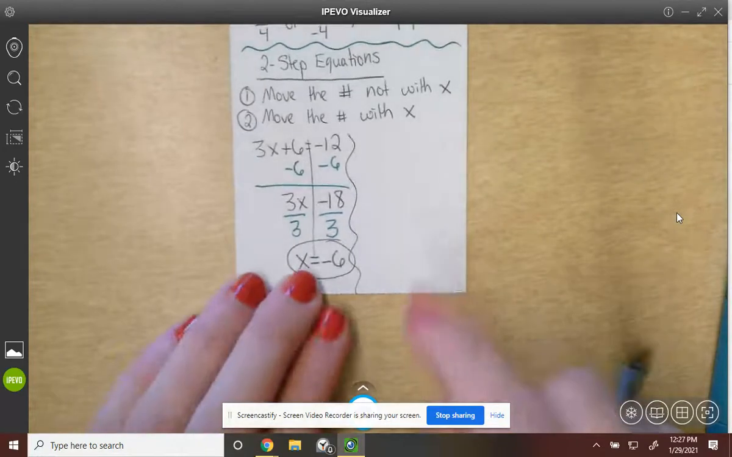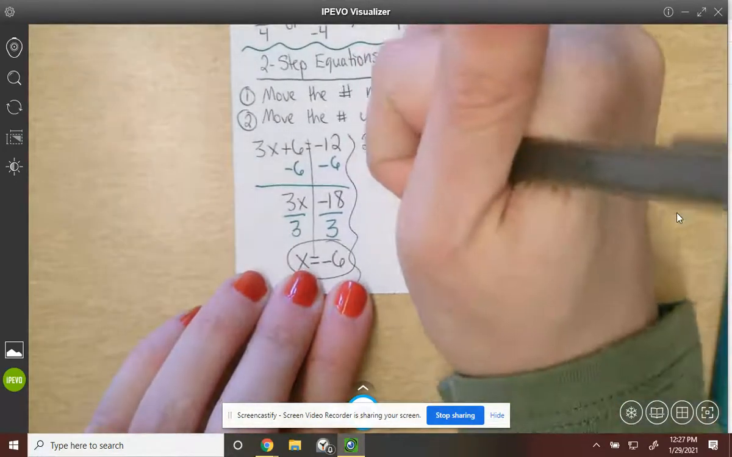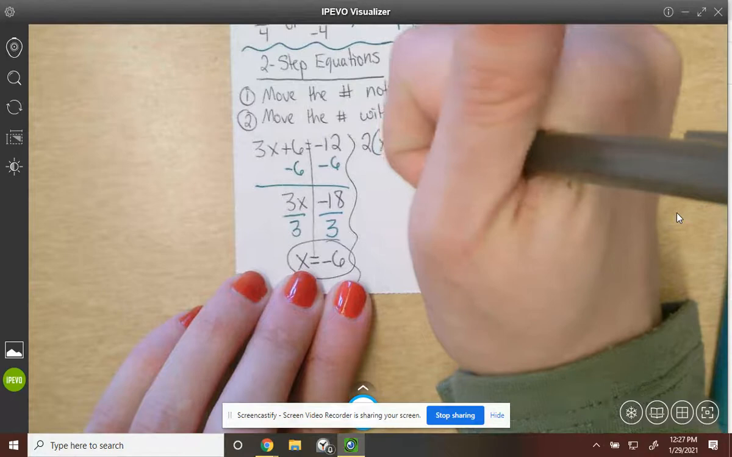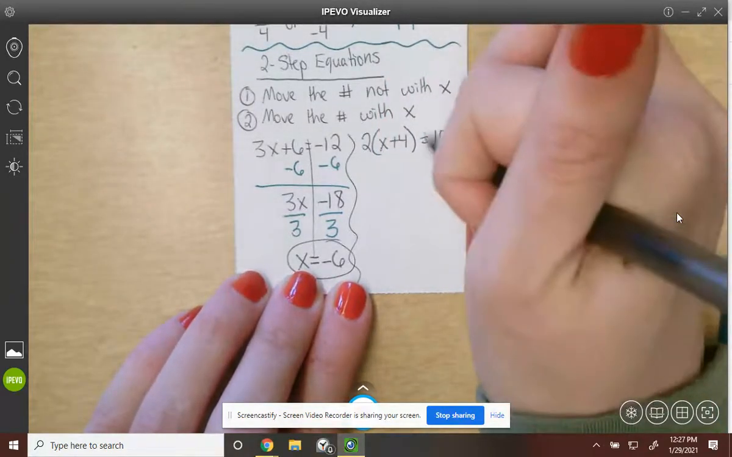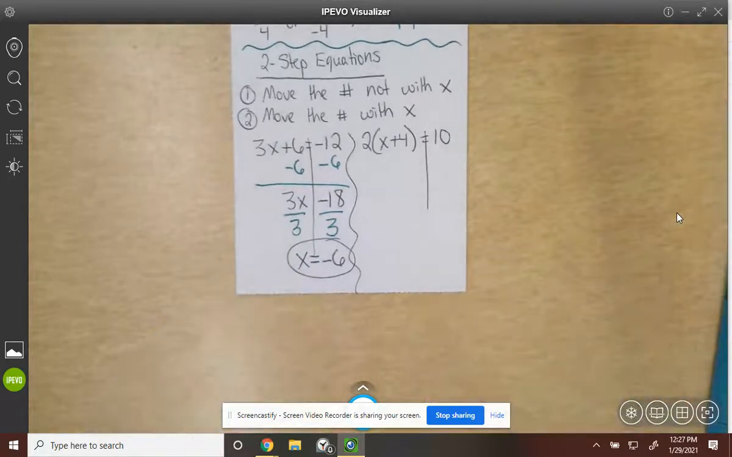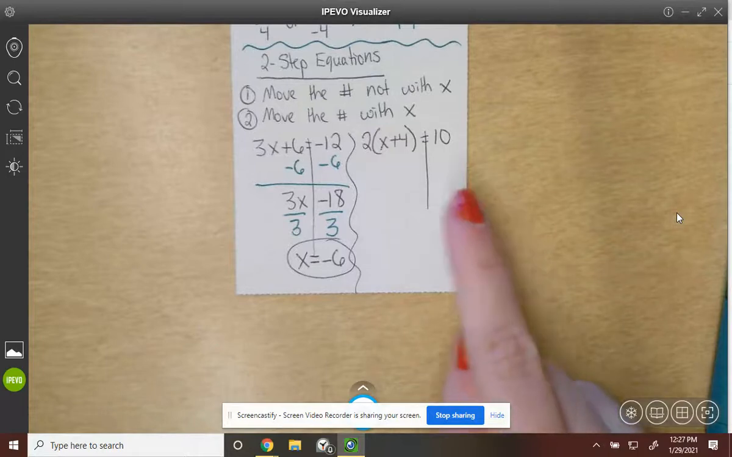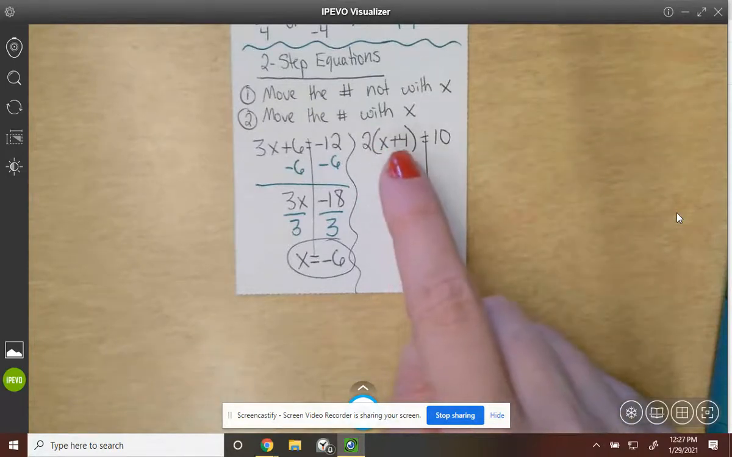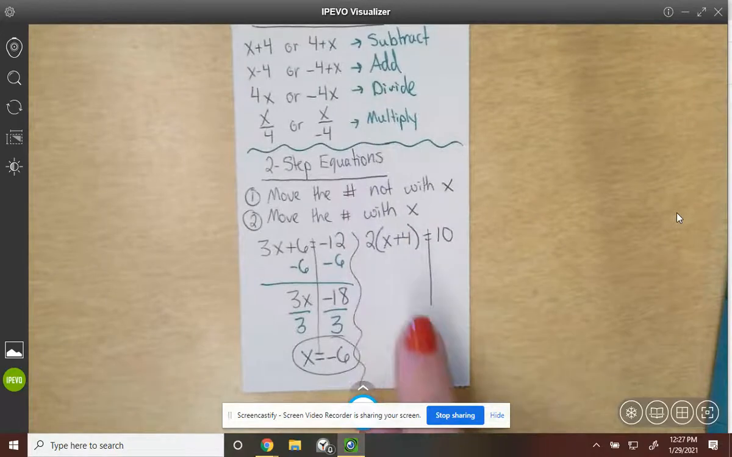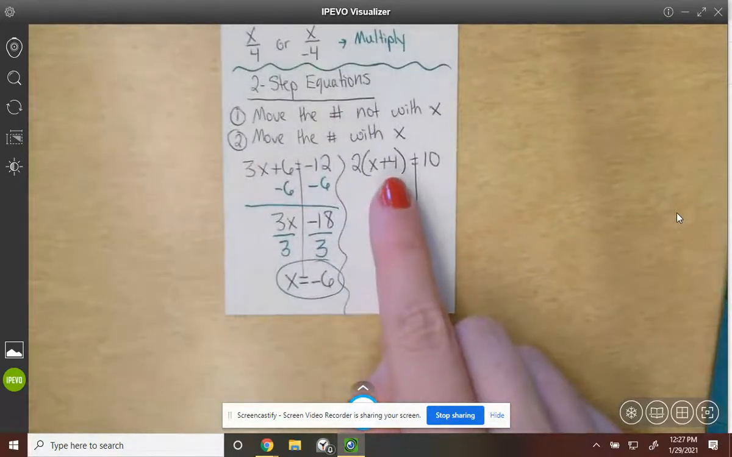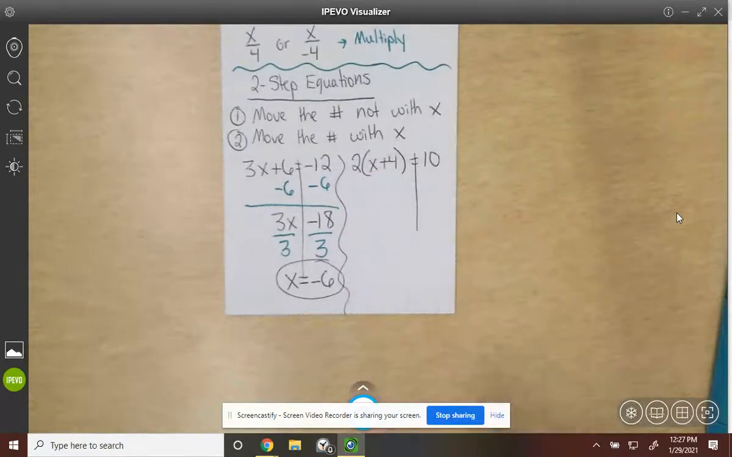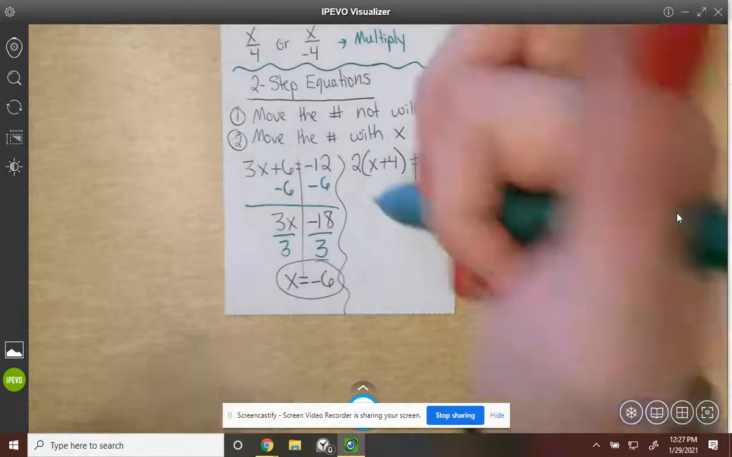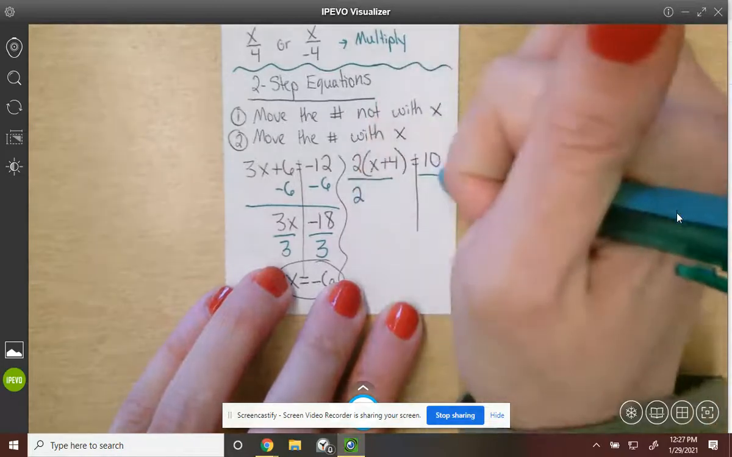Okay, let's do another two-step, and then we'll move on to the back page. 2 in parentheses x plus 4 equals 10. Now the reason I want to put this one on here is because this, with the parentheses, we don't really have that up here. So I want to talk about what to do first. Which number is not with x? The 2. How is the 2 attached to the parentheses though? So I'm going to divide.